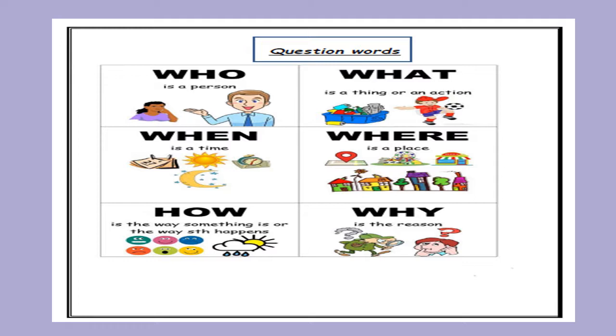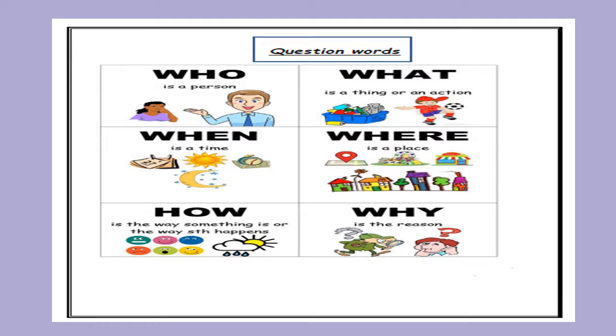Open your English booklet, please, page 133. We have here some examples again. Who for person. When I'm asking about person, I will use who. The next one, what. When I'm asking about things or action, I will use what. Next, when. When I'm asking about time, I will use when. Where. When I'm asking about places.